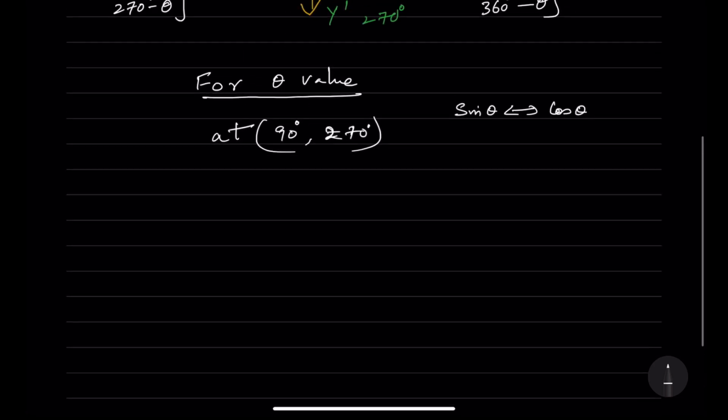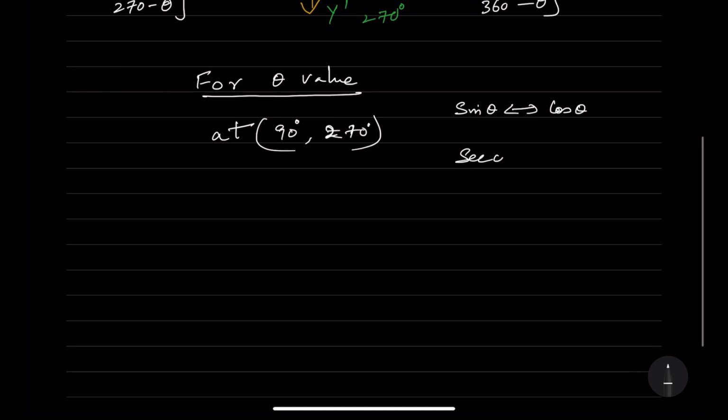Then secant theta will become cosecant theta and cosecant theta will become secant theta. Lastly, tan theta will become cot theta and cot theta will become tan theta. So this is the change which can take place.